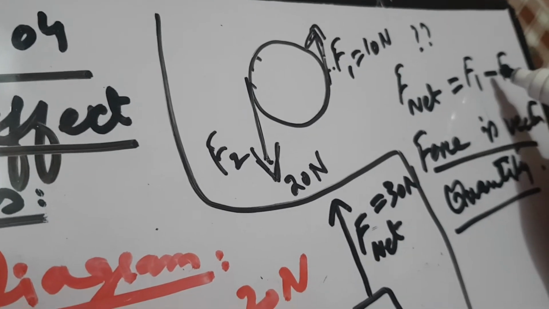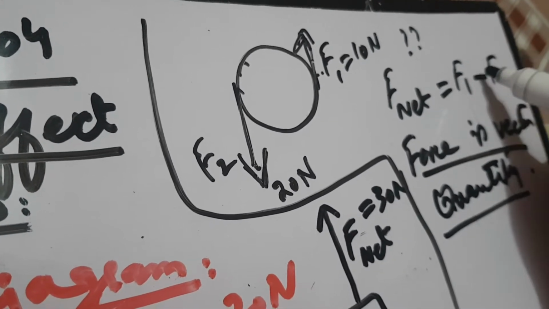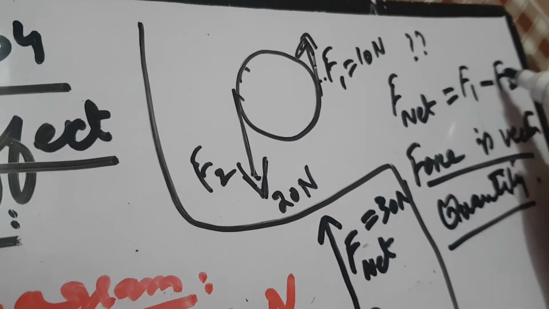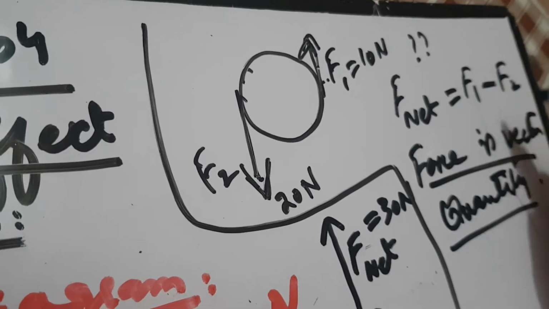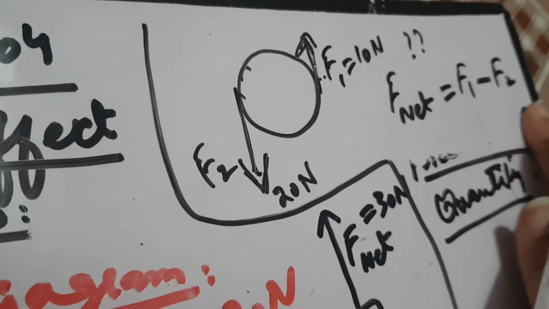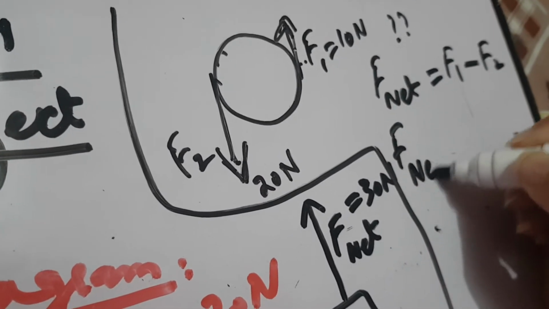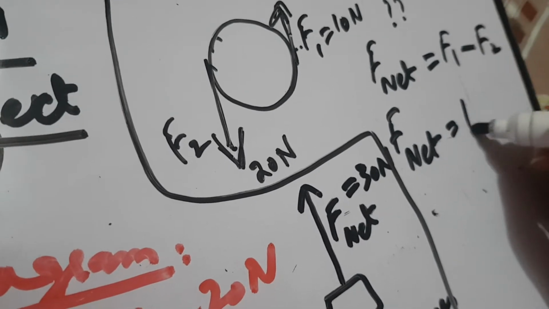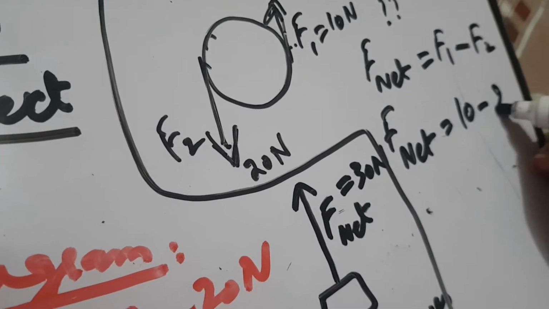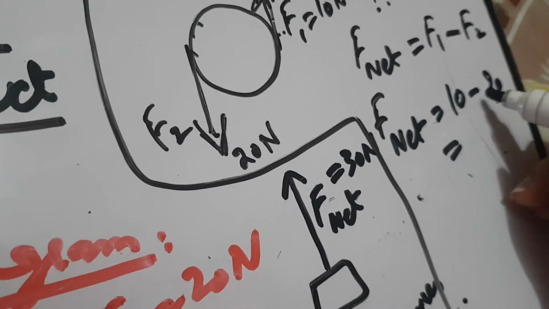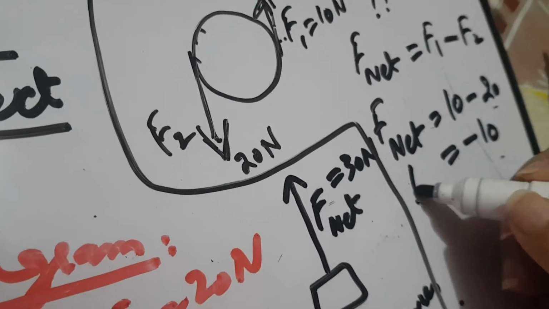In the formula, yes, there is a positive sign, but when negative and positive are multiplied with each other, the result will be negative. It means that if we put here F net equals F1 which is 10 newtons minus F2 which is 20 newtons, then 10 minus 20 is minus 10. F net is minus 10.